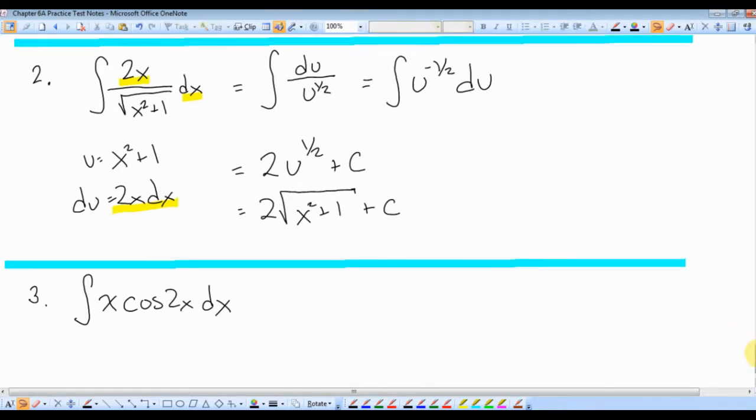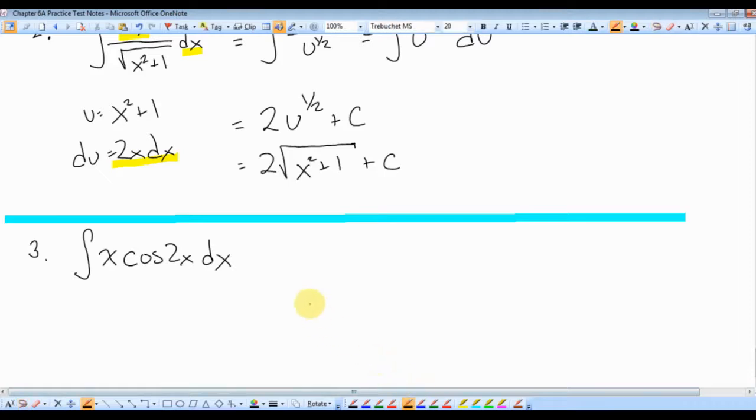Okay, so the question 3. It kind of looks like we could use this u substitution, right? So if u equals 2x, du would be equal to 2 dx, but there's still this x here.